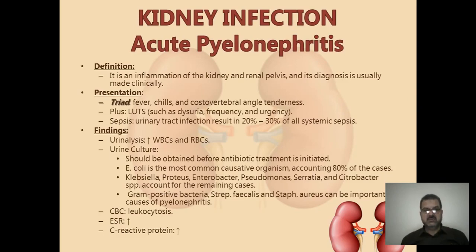If you do lab investigations in these cases, you will find high white blood cells and sometimes red blood cells in the urine. Culture should be taken on the first presentation of the patient, without delay, taking the initial urine sample and immediately starting antibiotics. As with other urinary tract infections, 80% of this infection is caused by E. coli, Klebsiella, Proteus, Enterobacter, Pseudomonas, and other microorganisms also cause acute pyelonephritis.